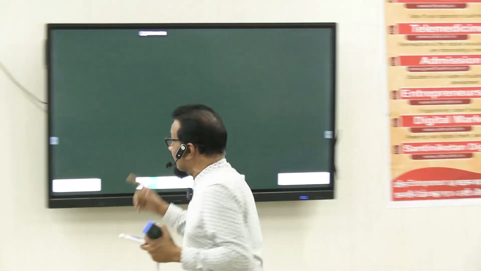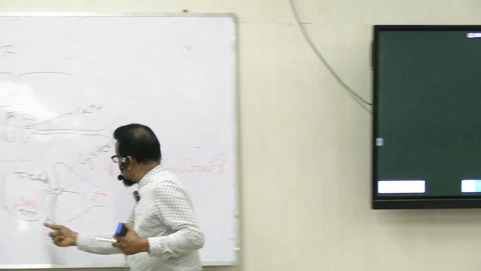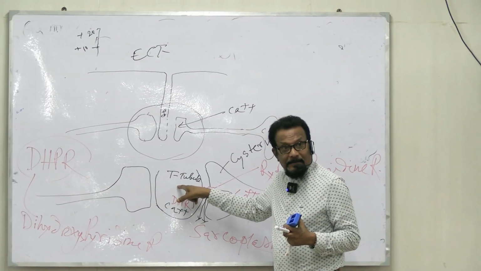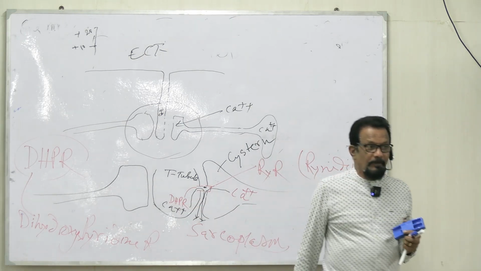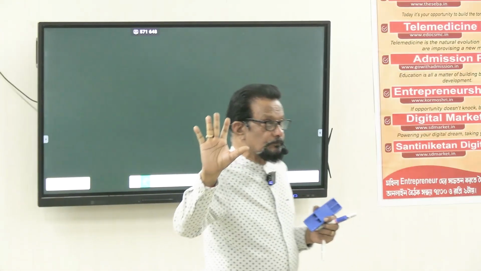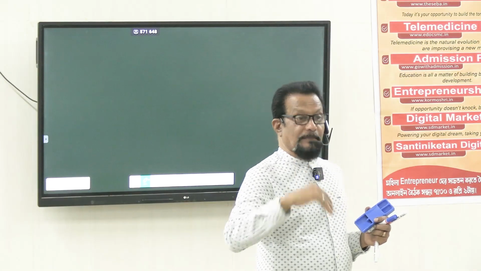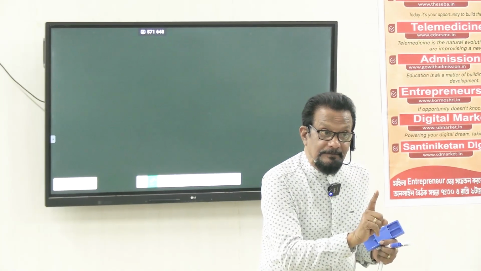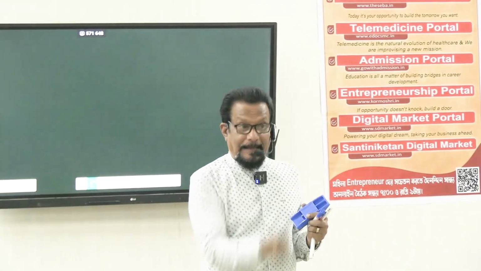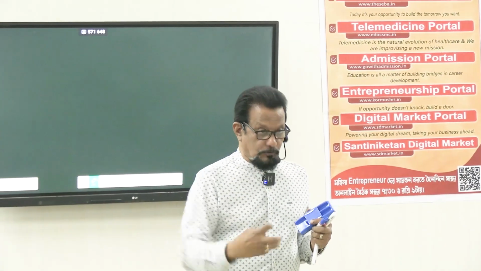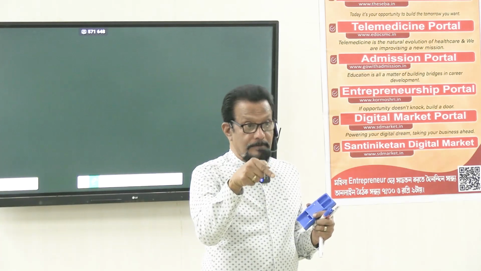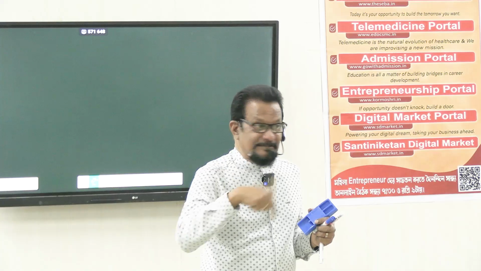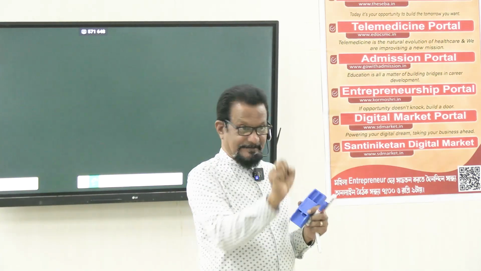Calcium, from here, will be entering here, and sodium in exchange will be coming out. So there will be an exchanger. What is the name of this exchanger? Sodium calcium exchanger. Their function is reuptake of calcium ion from the sarcoplasm into the ECF. Outside this there is ECF. So this is one exchanger.